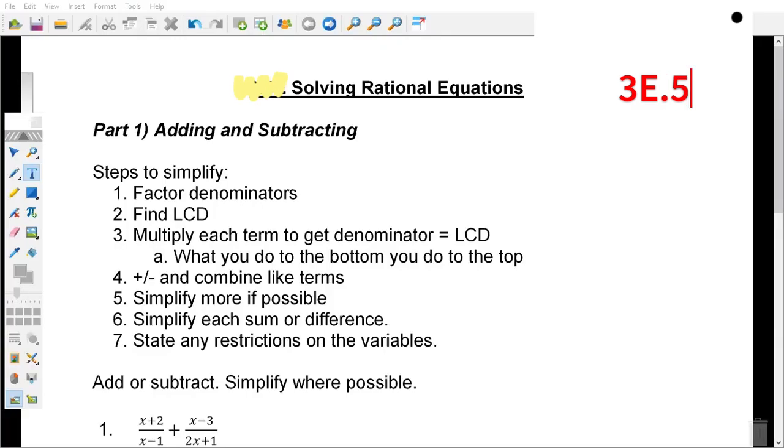All right, guys. So today we're doing 3.5E, solving rational equations. It's a three-part situation. Part one is going over adding and subtracting, because when you're solving, you may need to add and subtract, right? Part two is going to be going over what's called complex fractions, or complex rationals, and we'll be looking at those. And then part three is ultimately the solving.